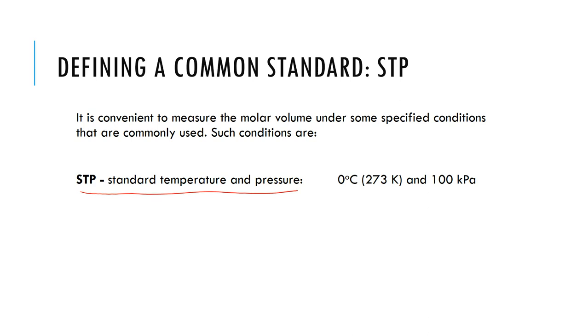So this is a set of conditions under which a whole bunch of things were measured, and are used as reliable values for us to be able to compare against. So for us, for IB, we largely use STP. You can also come up with SLC, which is standard laboratory conditions, which is actually 25 degrees C, which is 298 Kelvin, and 100 kilopascals, or 1 atmosphere.